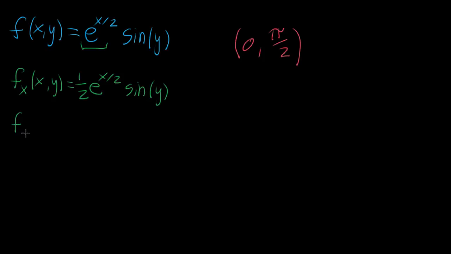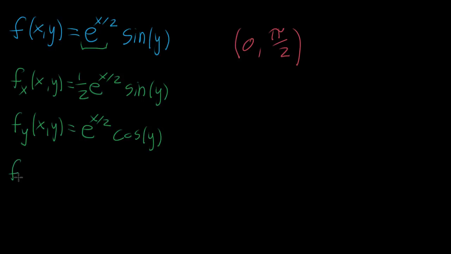Now when we do the partial derivative with respect to y, this first part just looks like a constant, so we keep that constant there as far as y is concerned, and the derivative of sine is cosine of y. And now let's start taking second partial derivatives.